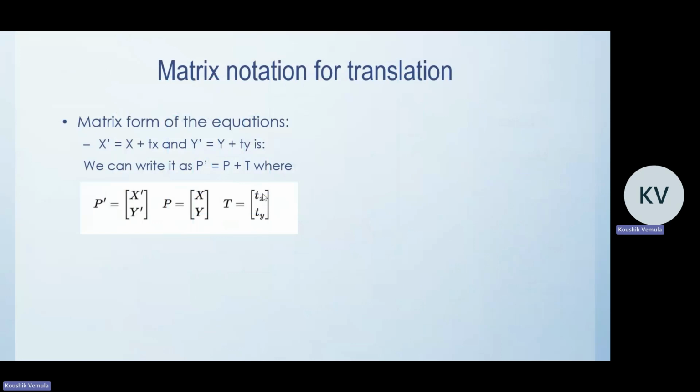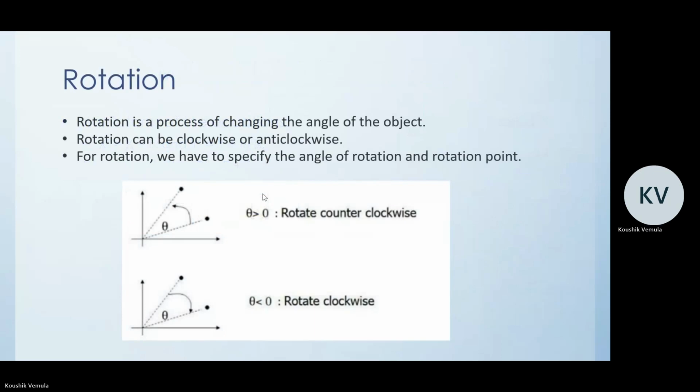Matrix notation for translation. Matrix notation represents the operation which has been performed in matrices. It is simpler and is much more useful in advanced concepts which we will be explaining later. The matrix form of the equations x dash equals x plus tx and y dash equals y plus ty can be written as p dash equals p plus t, where p dash equals x dash, y dash, p equals x, y, and t equals tx, ty.